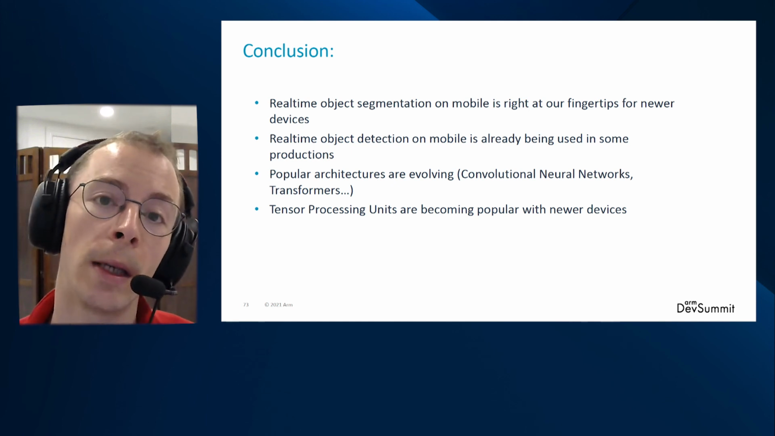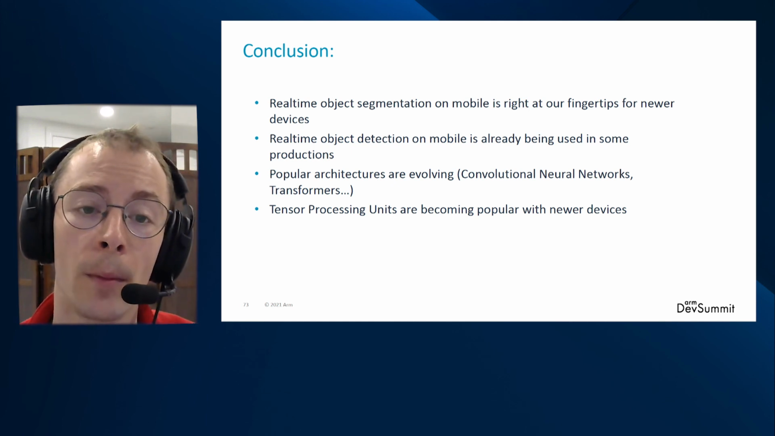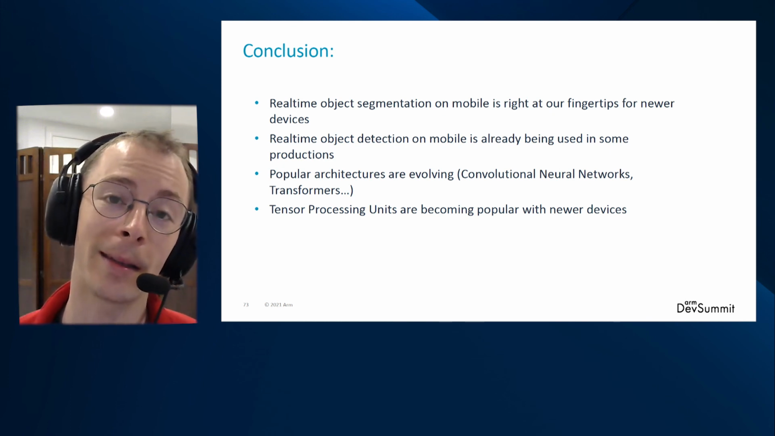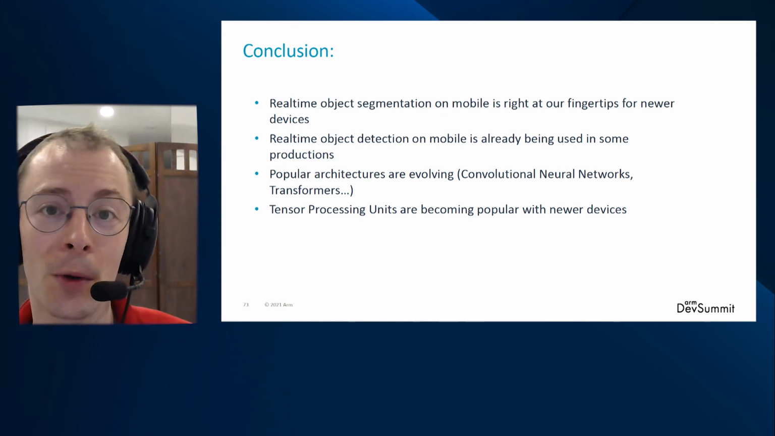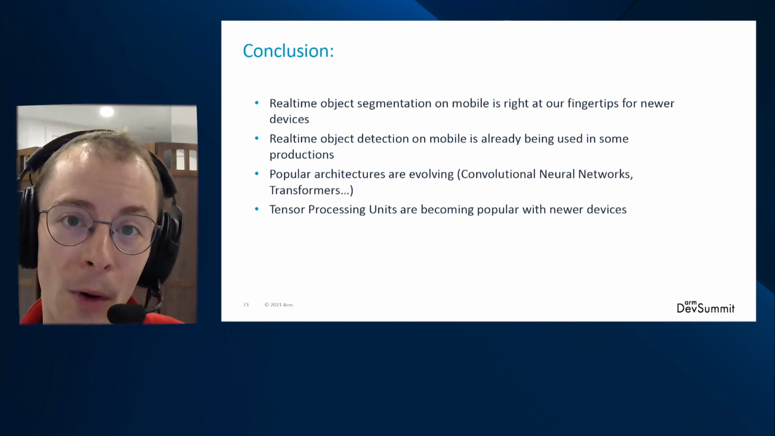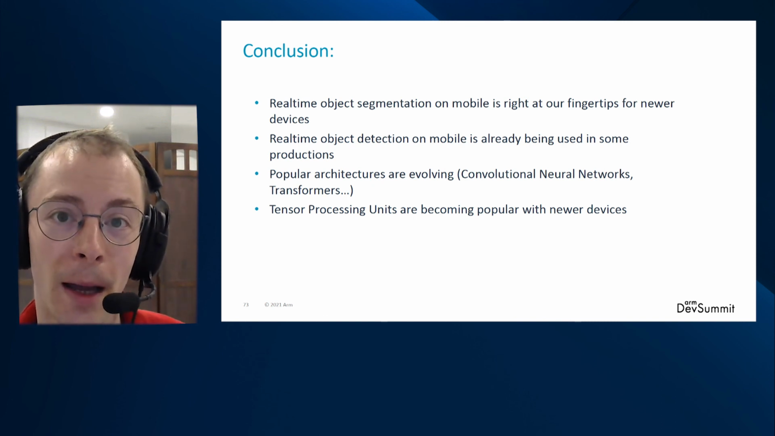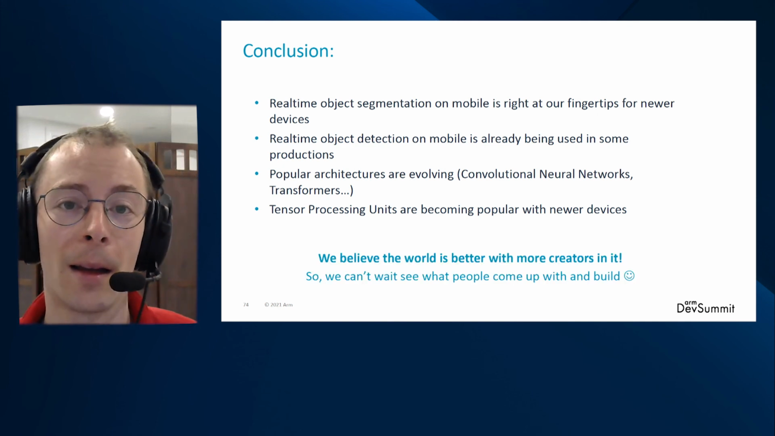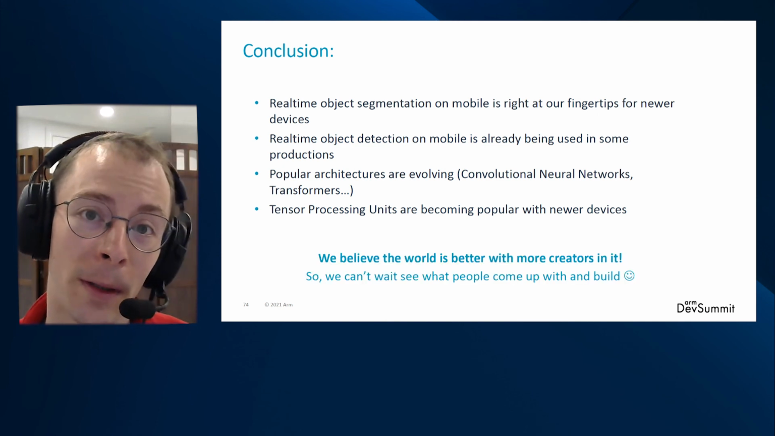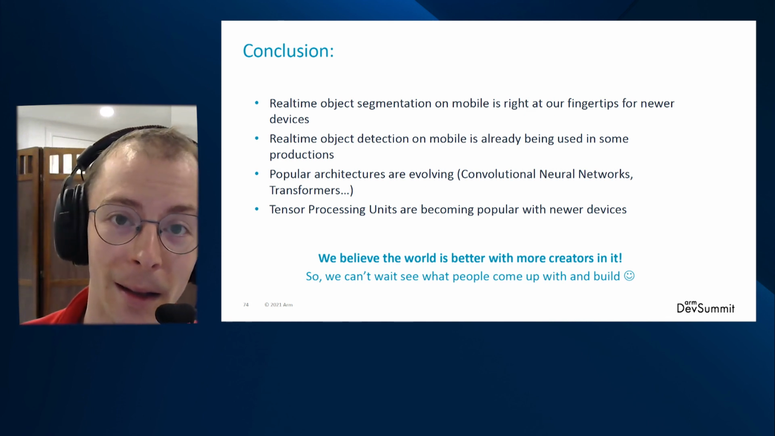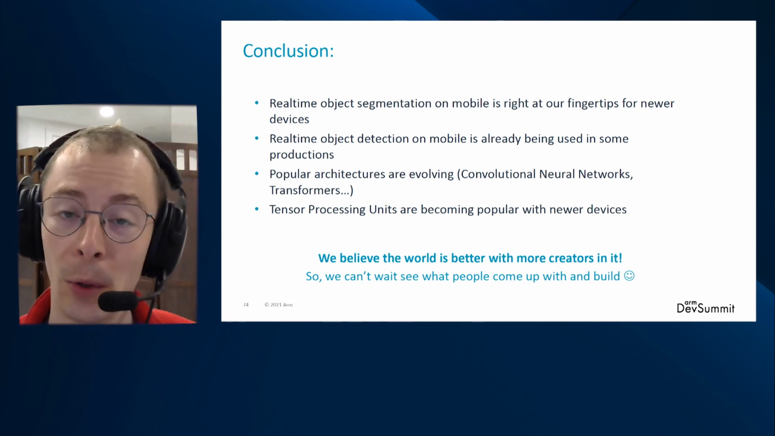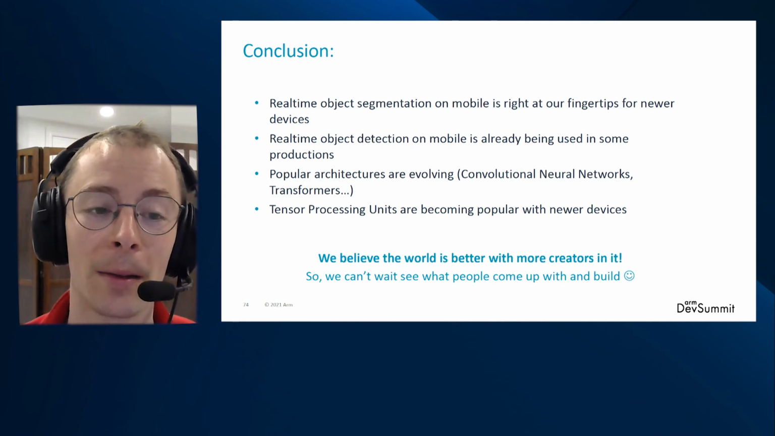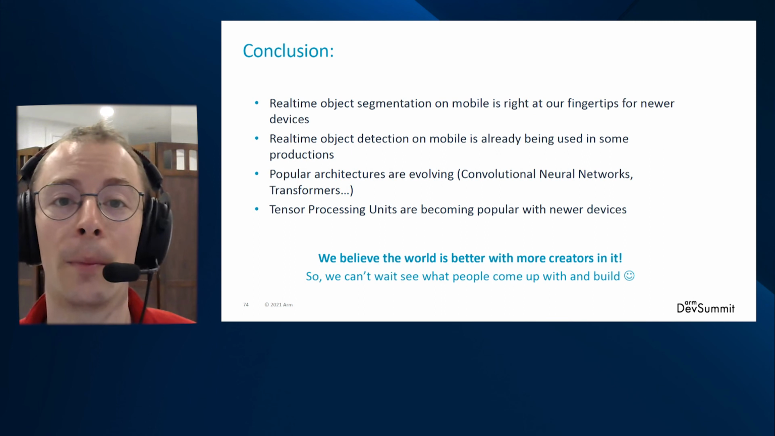A really cool trend we see is that TPUs are becoming ever more present in newer devices. All that means is that going forward, our users are going to be able to run more and more different types of networks and more powerful networks in a real-time context. At Unity, we really believe the world is a better place with more creators in it. So the more power and the more tools we give to our users, the better their real-time experiences will get. So I really can't wait to see what people come up with and build.